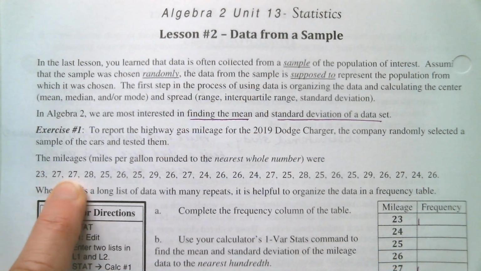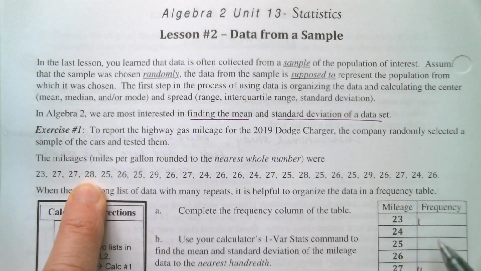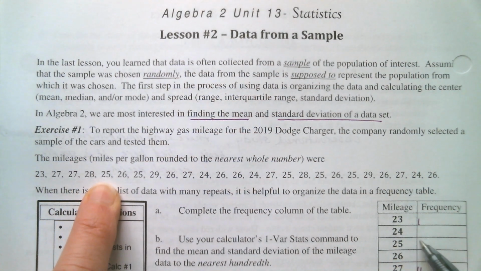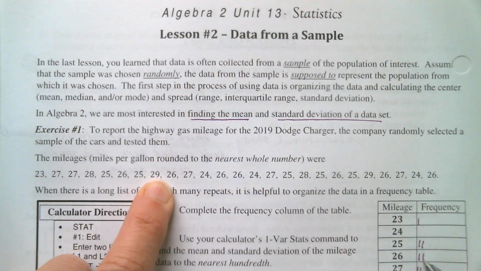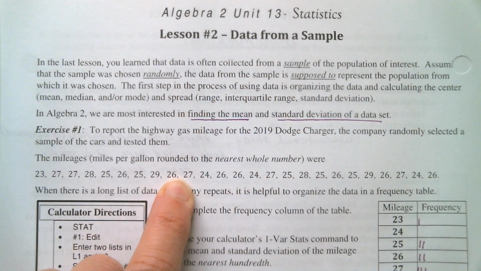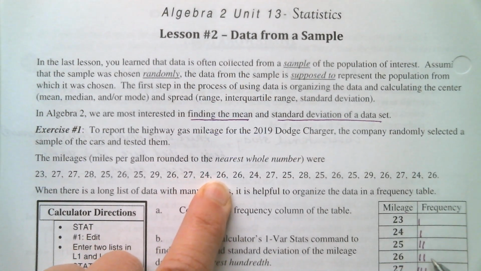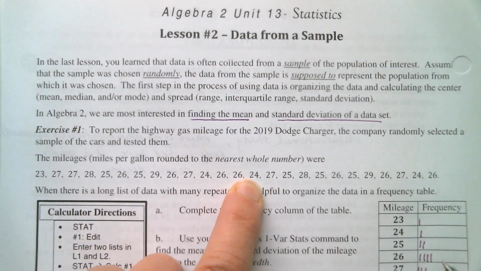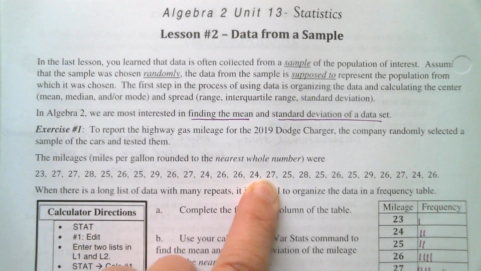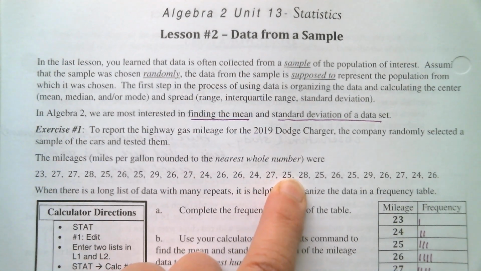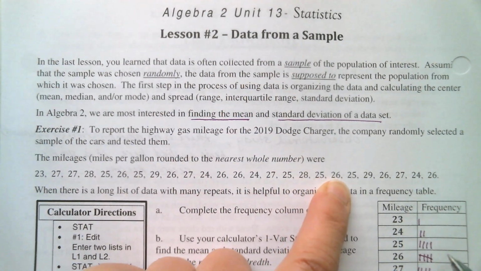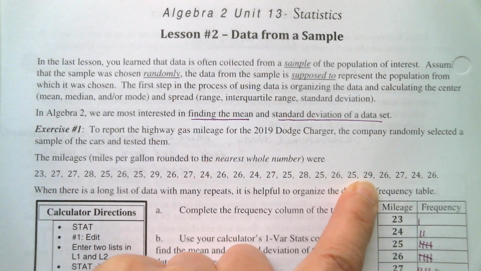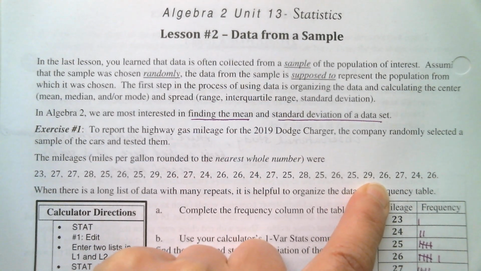27. 27 again. 28, 25, 26, 25, 29, 26, 27, 24, 26, 26 again, 24, 27, 25, 28, 25, 26, 25, 29, 26, 27, 24, and 26.